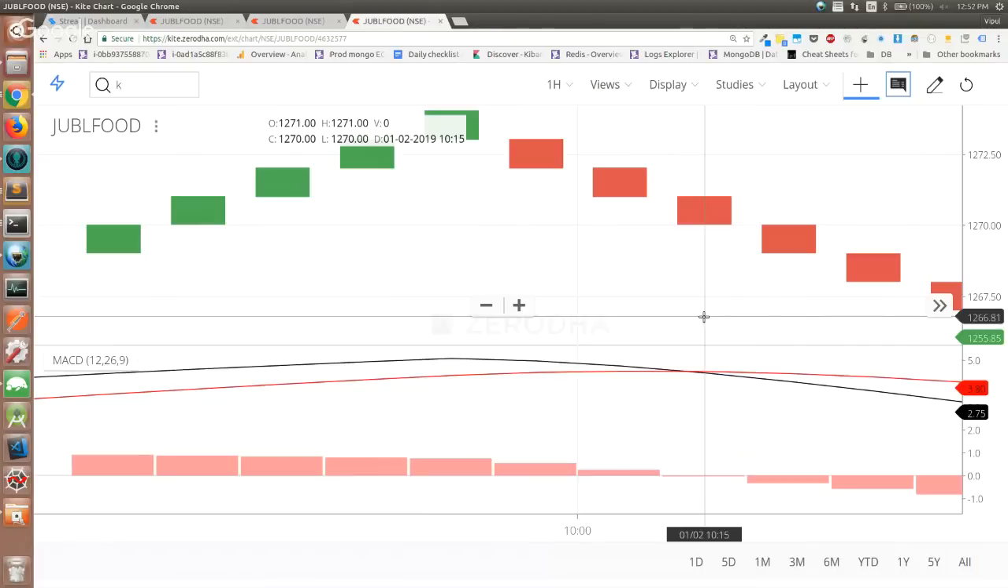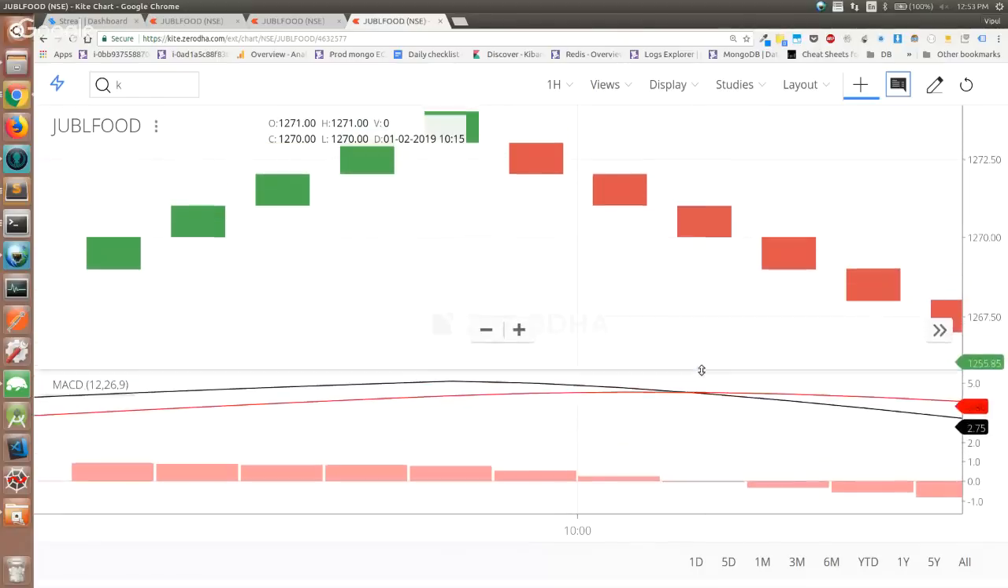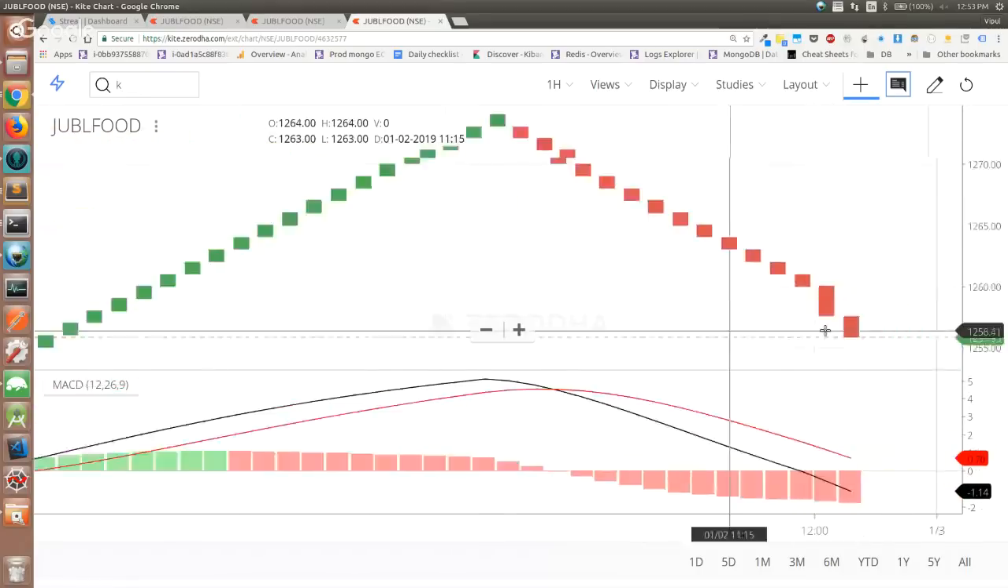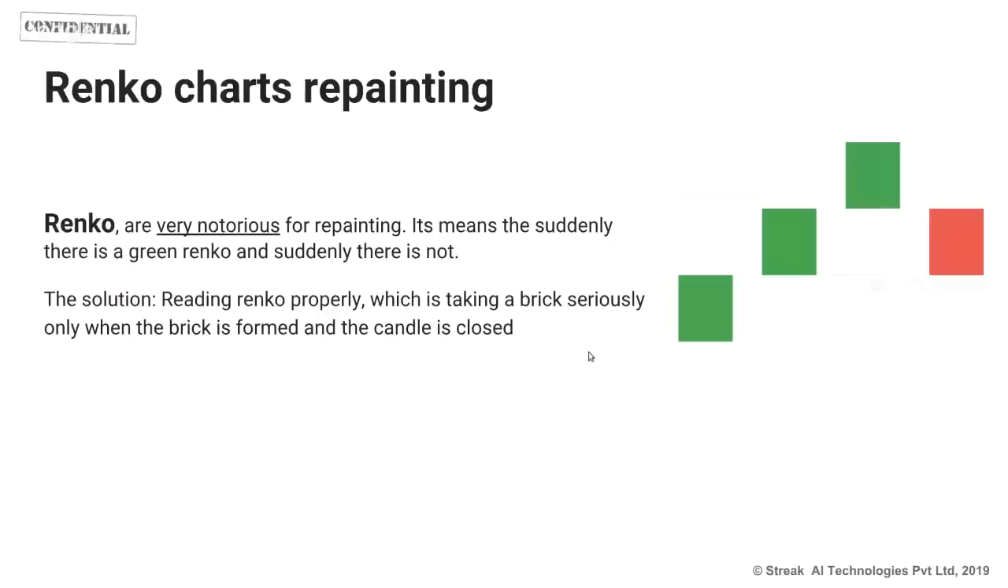It's not just Renko. Renko has gotten a bad name because the candles are very apparent, but a simple crossover, like the MACD crossover shown here, has the same issue. People forget about it, and Renko is a chart type, that's why people give it a bad name. But if you wait for the candle to completely close and then form a Renko, then it will not face this issue. So again, we have clarified here. The solution is reading Renko properly, which is taking brick size seriously, and once the candle is closed. The last three words of this last statement are very important.